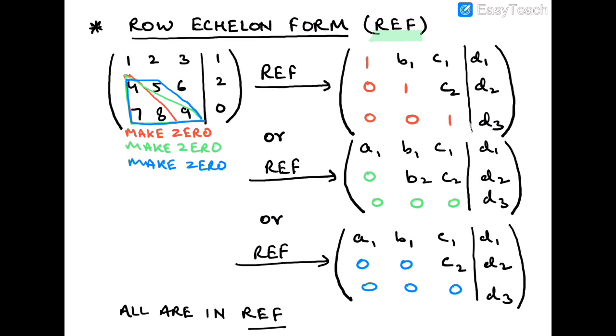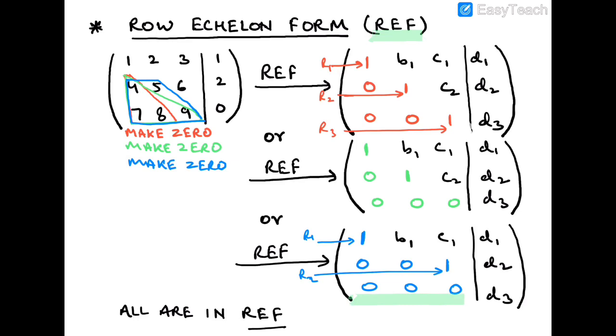And so here the leading coefficient in every row is 1, and every leading coefficient is to the right of the leading coefficient in the previous row, and the rows with all zeros are at the bottom of the matrix or at the last row of the matrix, and these are the requirements of a matrix to be in row echelon form.